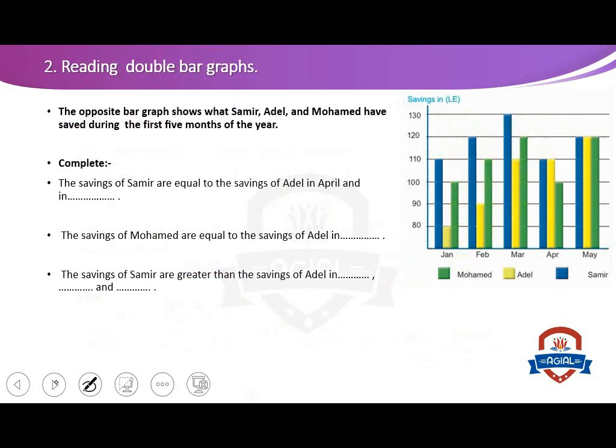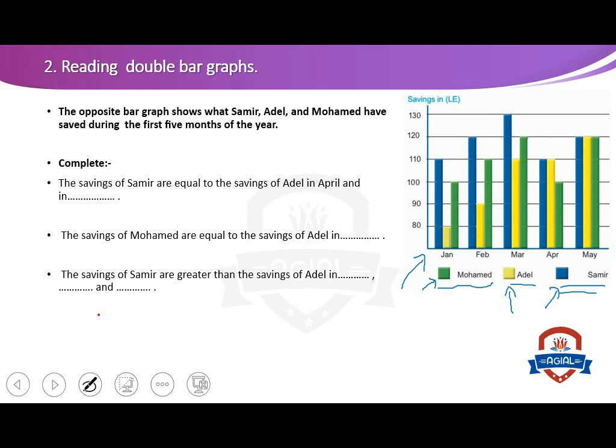So let's look at the other graph. We have double bar graphs. So let's learn how to read the double bar graphs. The opposite bar graph shows what Samir, Adil and Muhammad have saved during the first 5 months of the year. So we have to know how to read this bar graph. We have Muhammad with green color and Adil with the yellow color and Samir with the blue color. So let's look at this question.